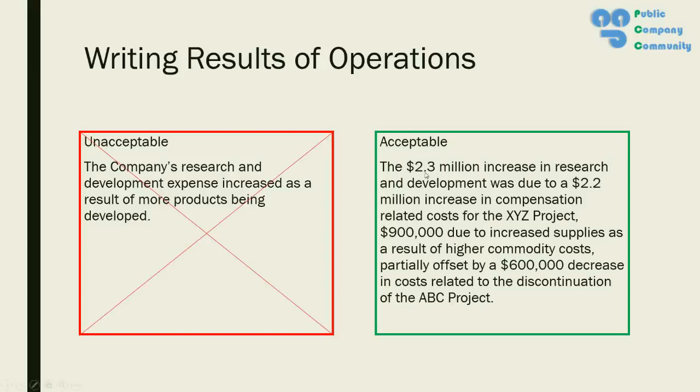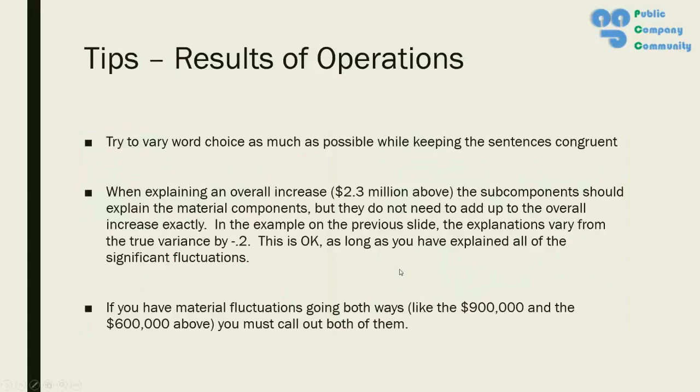I mean, you could have this 2.3 million explained by this 2.2, and then you also have a $10 million increase in one thing, and a $10 million decrease in another thing. So you could have these large fluctuations that are being buried because they're netting out to each other. So you need to explain even the ups and downs, even if they do net out to something that's not material. So like we saw when explaining an overall increase, like I did up above, the subcomponents should explain just the material parts. They don't need to add up exactly.